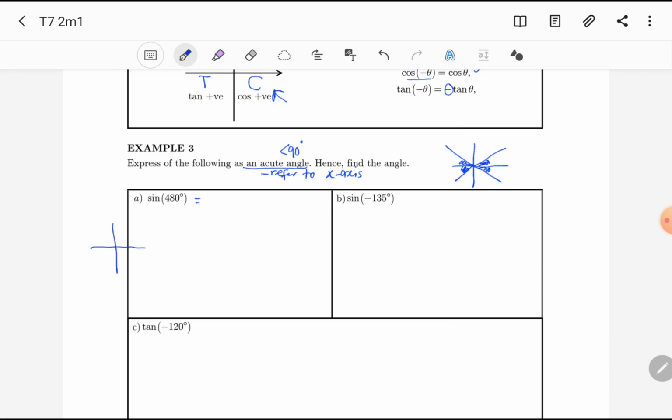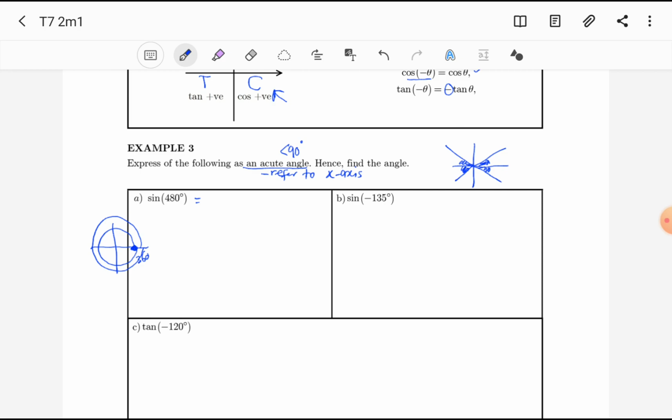Dia macam ni. Okay, so starts from here. Kita akan pusing anti-clockwise ni. Okay, full pusingan kita ni, itu adalah 360. Dan kita akan start cycle baru. Pusing lagi. Okay, itu adalah next cycle, the next 360 degrees. Okay, so 480 degrees more than 360, kan?